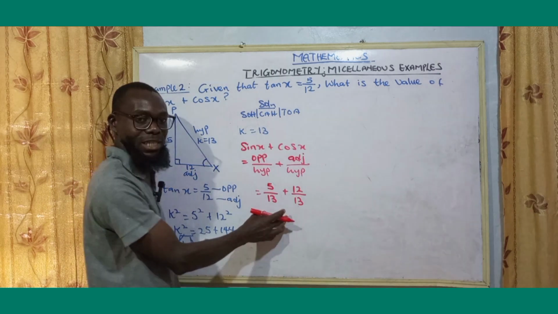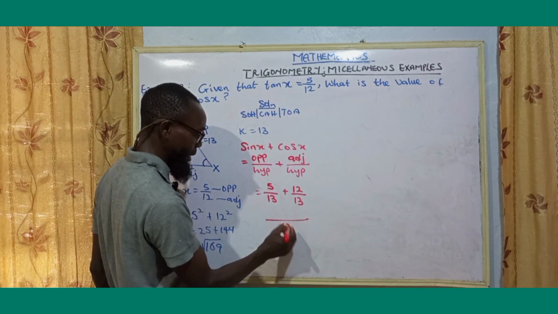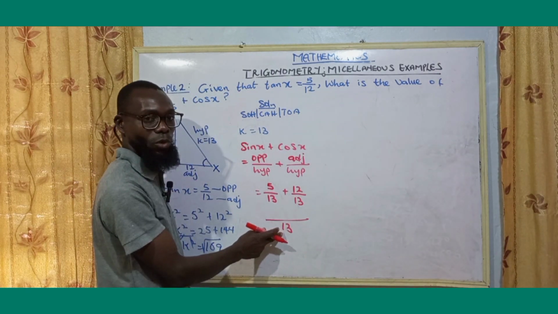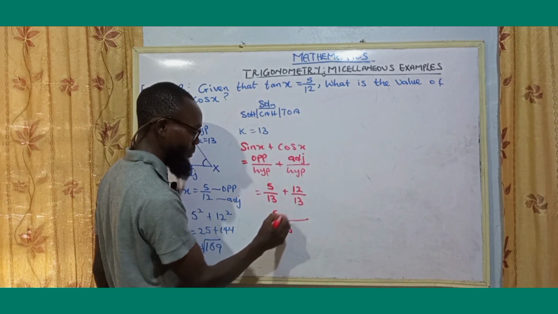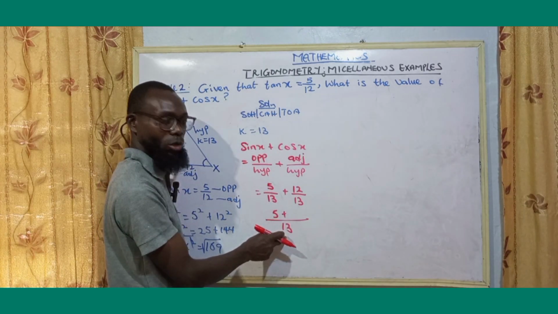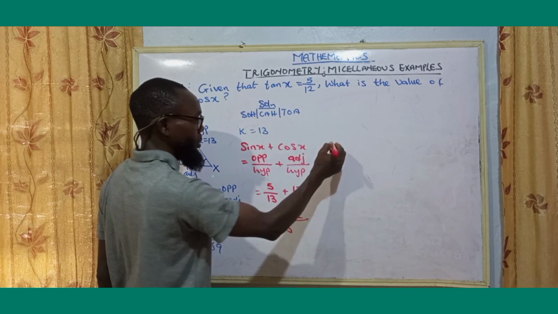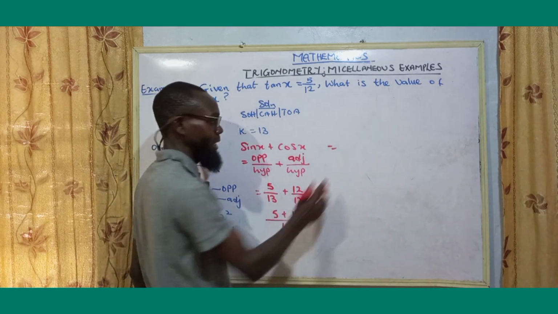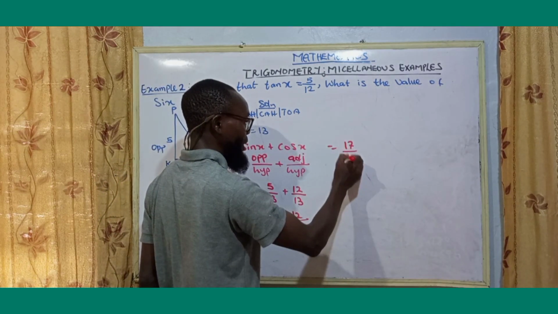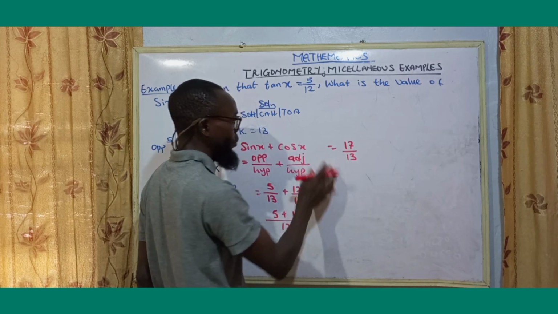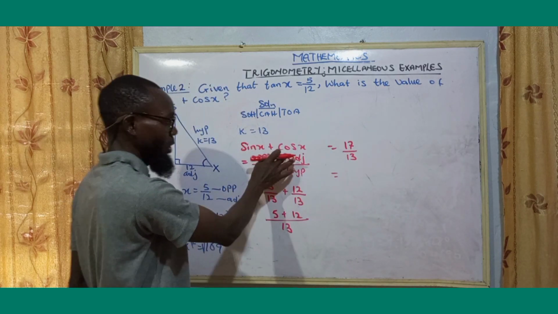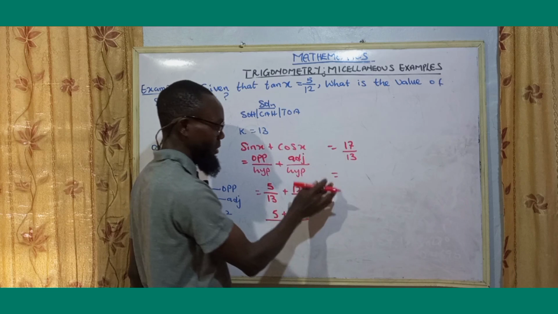So let's find the LCM of this, which is 13. 13 goes in 13, we have 1. 1 times 5, we have 5, plus 13 goes in 13, we have 1. 1 times 12, we have 12. So we have 5 plus 12, that is 17 over 13. So that is the value of sine x plus cos x.